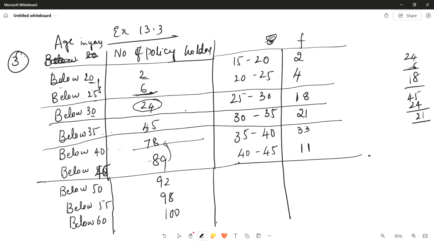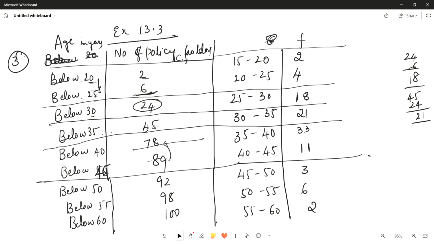Next, so 45 to 50, 3. Then here 50 to 55, it is 6. Then 55 to 60, it is 2. So this is the frequency. So what we are getting here is actually the cumulative frequency. Okay. So earlier frequency was given, you had to calculate the CF.